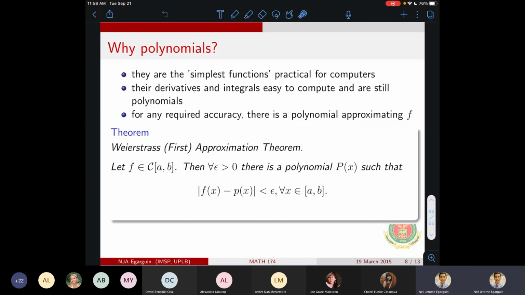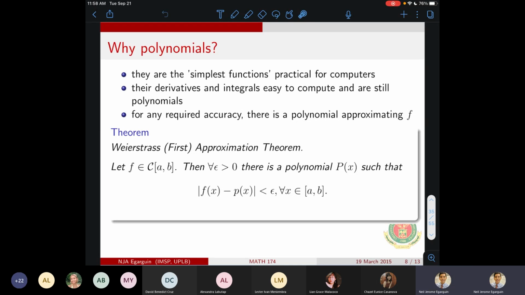So sinasabi lang ng Weierstrass first approximation theorem, if you have a continuous function f on the interval [a,b], then it is guaranteed that for any level of precision or accuracy, lagi kang may mahahanap na polynomial na p na ang error compared kay f ay napakaliit, or it will satisfy your error threshold epsilon. Okay, so it doesn't matter how crazy your function f is on the interval [a,b], as long as it is continuous, you can approximate it by a polynomial.